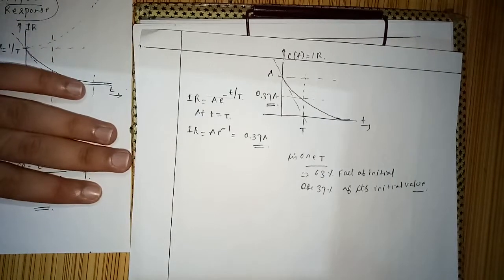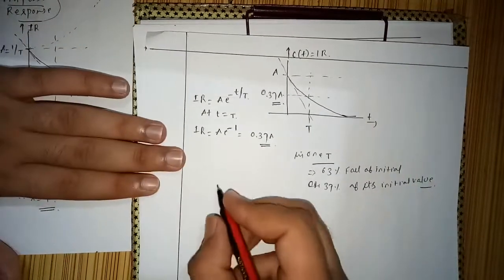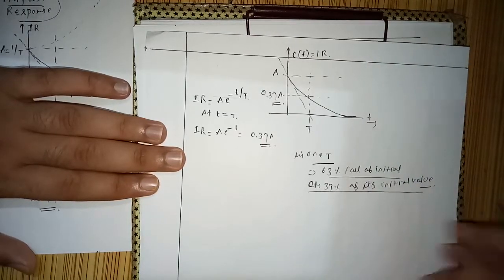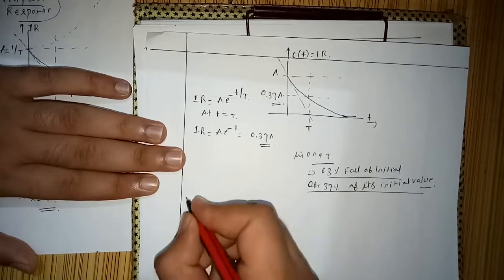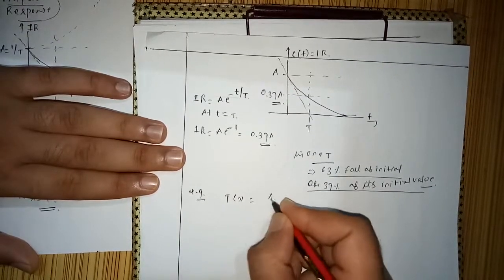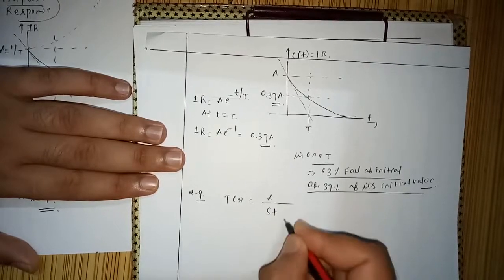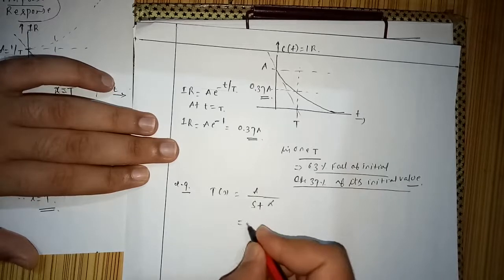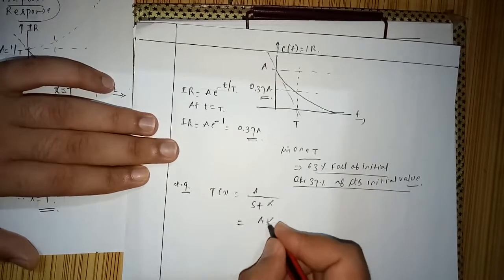Let's now take an example, like we have a transfer function a/(s+alpha), right? So I can write it in terms of time constant form.